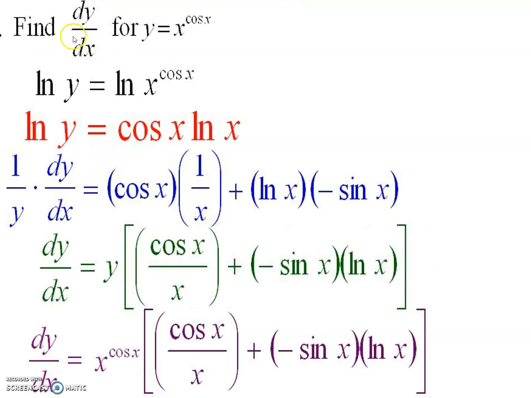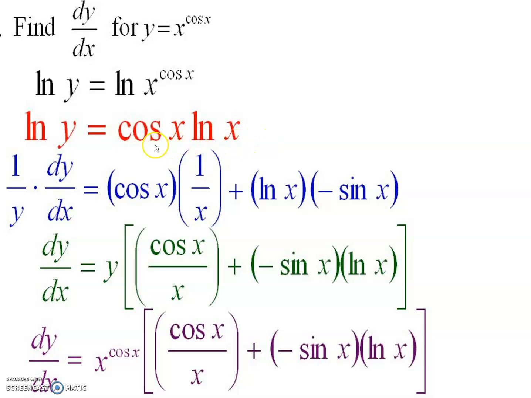Now let us check. In this example, y is equal to x raised to cos x. Now we have to take log of both sides. So ln of y is equal to ln of x raised to cos x. Ln of y remains the same. We know that log x raised to m is m log x. So cos x remains here and ln of x is there.